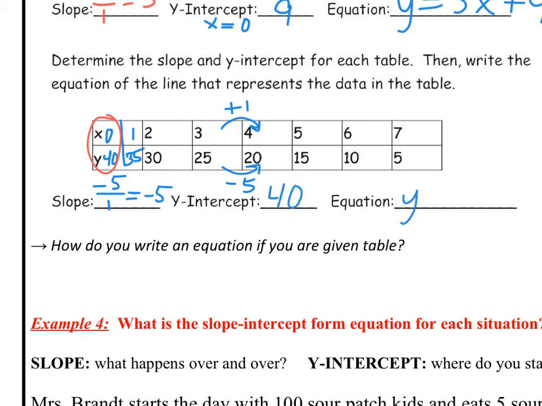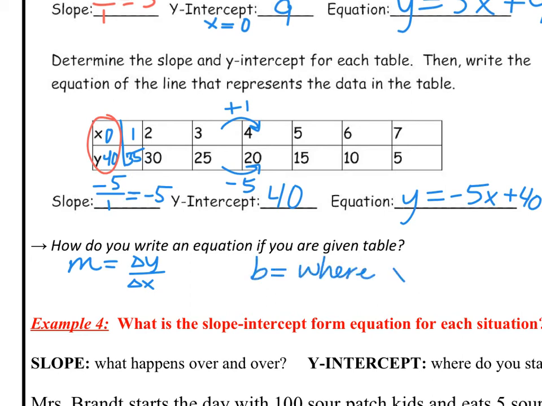Write it as an equation. -5x plus 40. So how do you write an equation if you're given a table? We know that the slope would be change in y over change in x. We know that the y-intercept would be where x equals 0. If you don't see a 0, then you have to add it in.